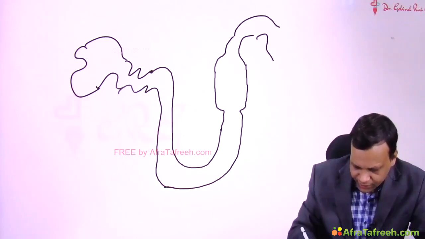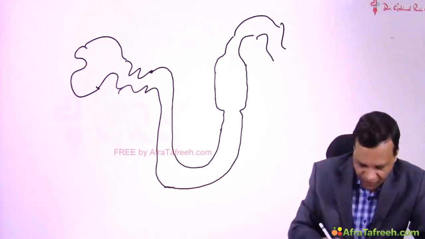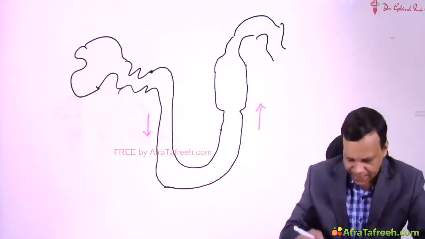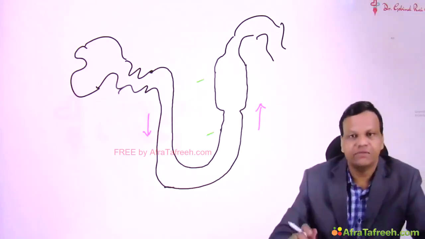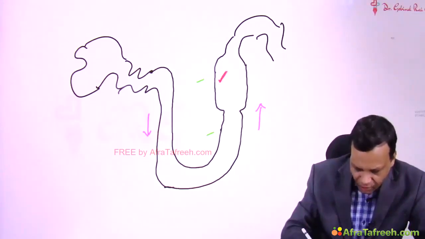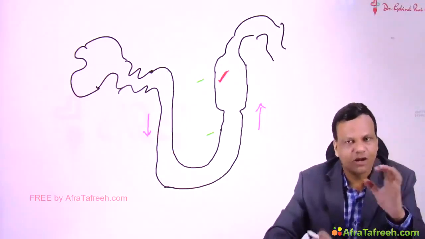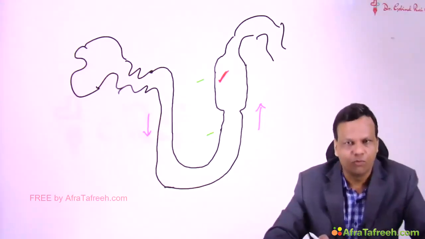So then it is collecting duct. Basically there are two limbs of loop of Henle, descending limb and ascending limb. In the ascending limb we have two parts, thin ascending limb and thick ascending limb. Loop diuretics work on thick ascending limb of loop of Henle. This is asked in the exam, exactly on which part of the nephron it works. It works on thick ascending limb of loop of Henle.